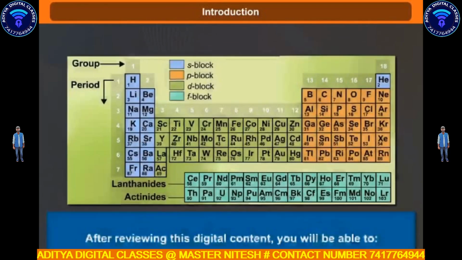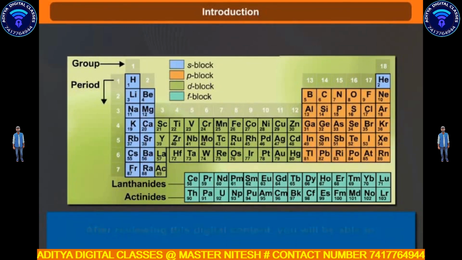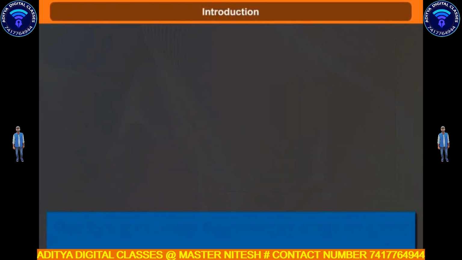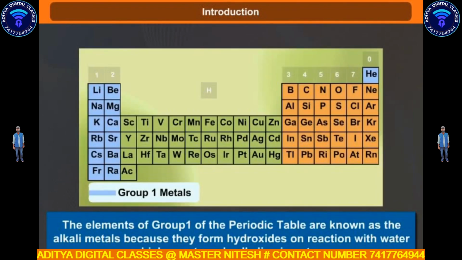The s-block elements of the periodic table are those in which the last electron enters the outermost s orbital. The s-block of the periodic table constitutes group 1 and group 2. The elements of group 1 are known as the alkali metals because they form hydroxides on reaction with water, which are strongly alkaline in nature.